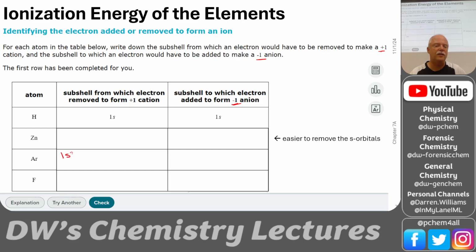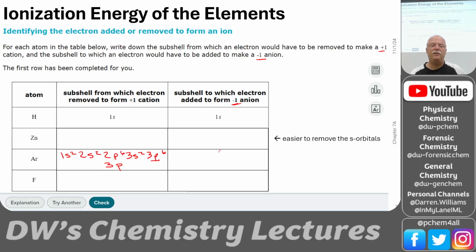So argon is 1s2, 2s2, 2p6, 3s2, and 3p6. So the last 6 electrons went into the 3p. So if we're going to make a cation out of argon, that last electron would come out of the 3p. So the answer for this one would be the 3p.